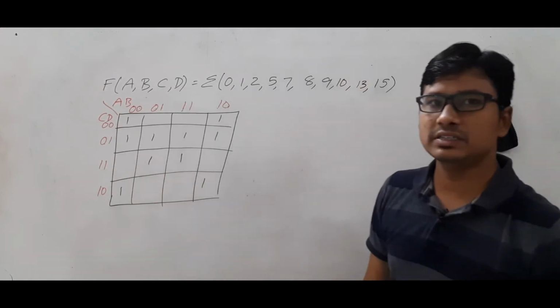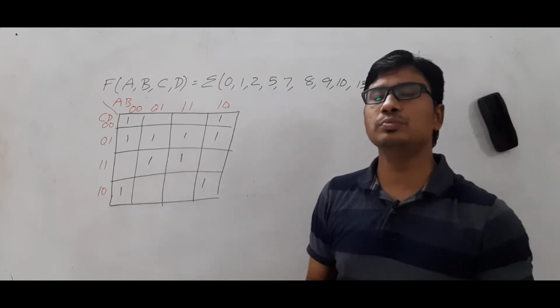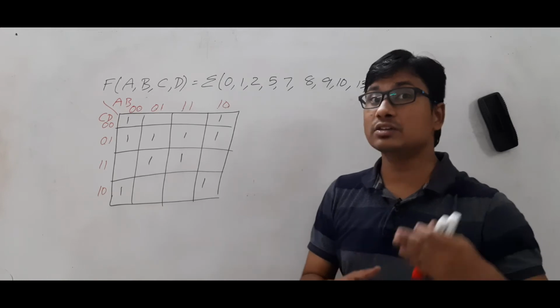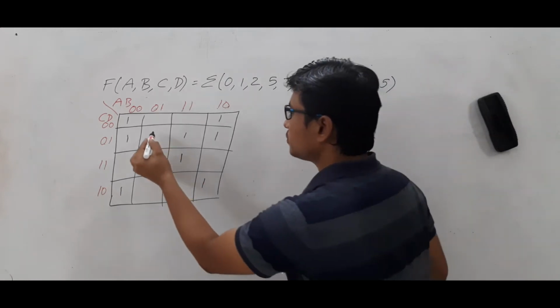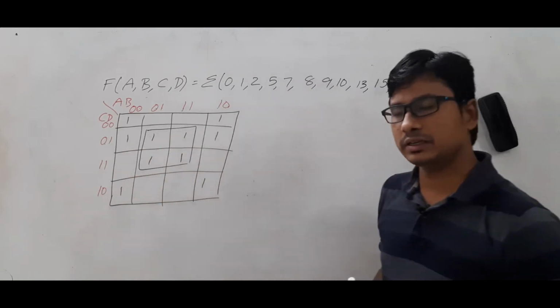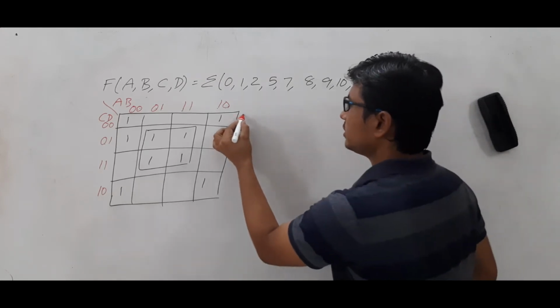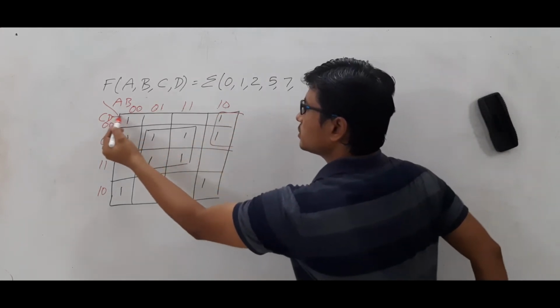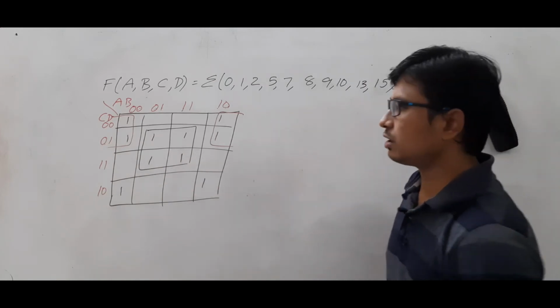Okay, now we will see what the other steps are. We have to group the adjacent cells as large as possible. Now if you see, I can group these four. Whether they are adjacent or not, will you agree with me? Yes, they are adjacent. And can I group these two? Are they adjacent or not? Yes, they are adjacent.